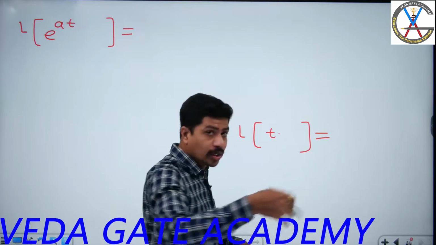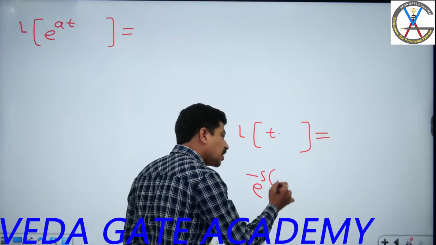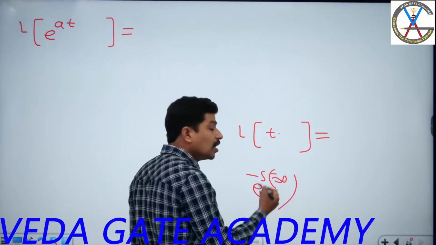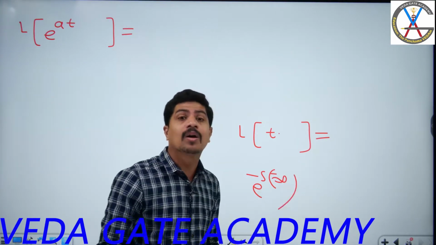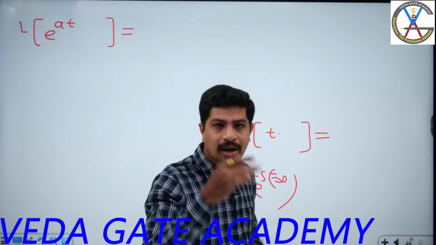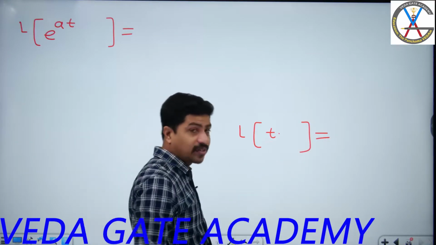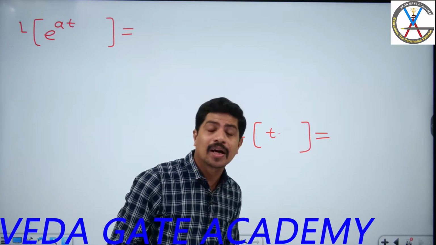The lower limit is minus infinity. When you are done with the integration calculation, e power minus s into t, in place of t you have to substitute minus infinity. E power minus of minus is e power plus infinity. What is e power infinity value? Infinite. Therefore, Laplace transform does not exist. If I ask you what is the Laplace transform of t, I can simply say it does not exist.